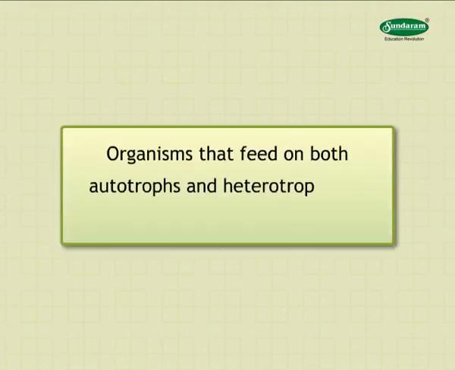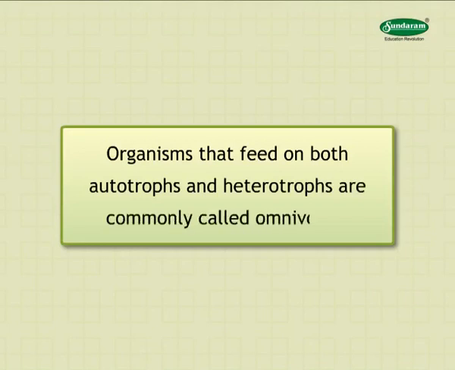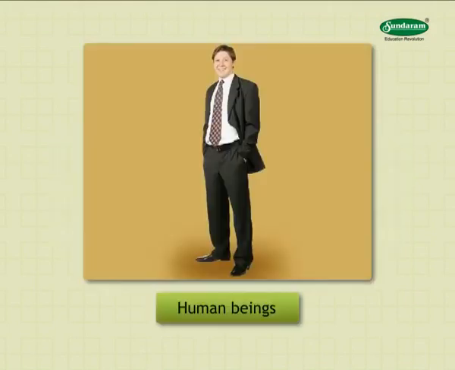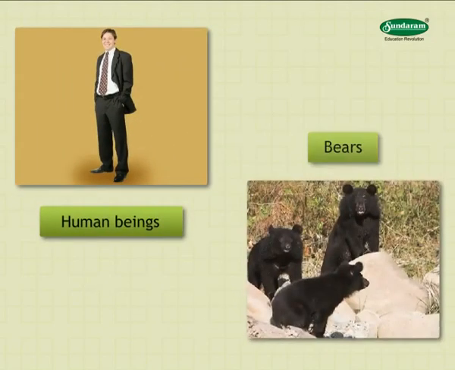D. Omnivores. Organisms that feed on both autotrophs and heterotrophs are commonly called omnivores. Human beings are a good example of omnivores. Another example of omnivores is bears.